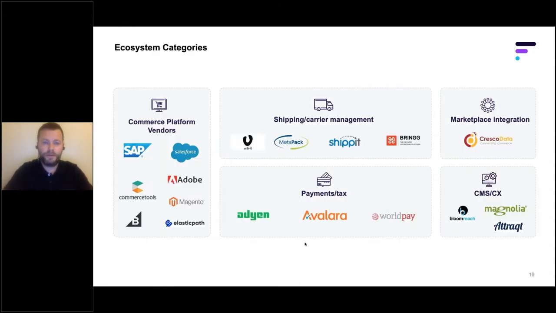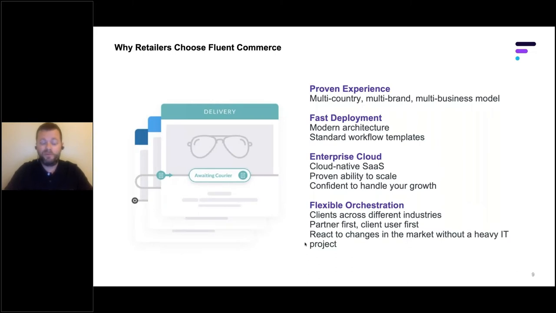And then when we think about why Fluent Commerce is chosen for distributed order management projects, it's proven experience. The pedigree in the industry in B2C and retail in particular: we've got many multi-country, multi-brand clients with a variety of business models, where they might be franchise businesses, or like to leverage different pockets of 3PL or dropship-based fulfillment models to fulfill their customer orders.